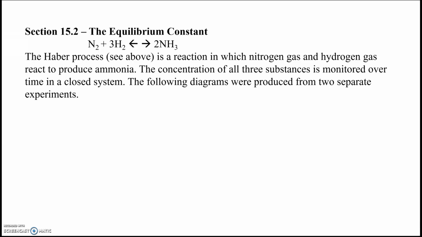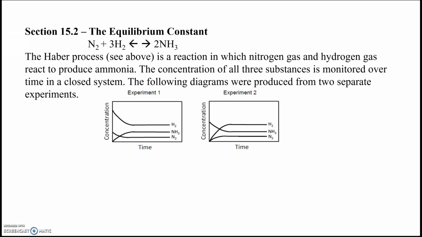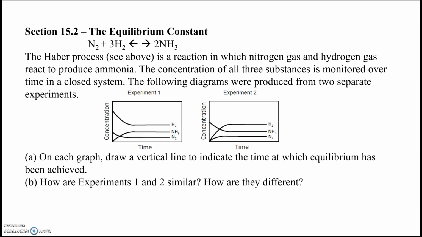And we get the following two diagrams from two separate experiments. So we see experiment 1 and experiment 2, and they certainly do look different in terms of the initial concentration of hydrogen and the initial concentration of ammonia. So we have a couple of questions. On each graph, we want to draw a vertical line to indicate the time at which equilibrium has been achieved. And the second question is, how are experiments 1 and 2 similar?